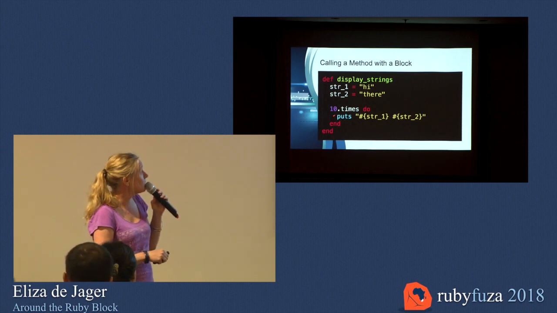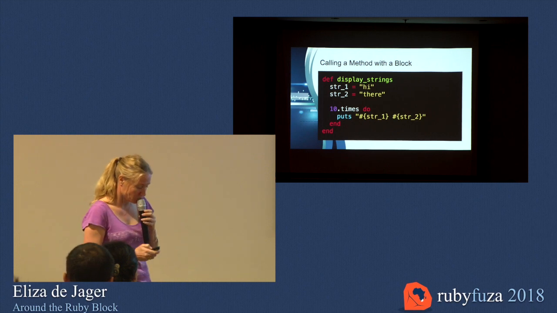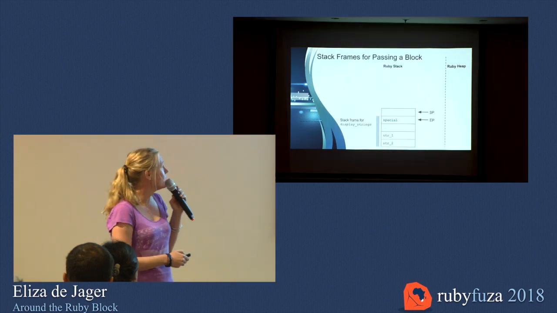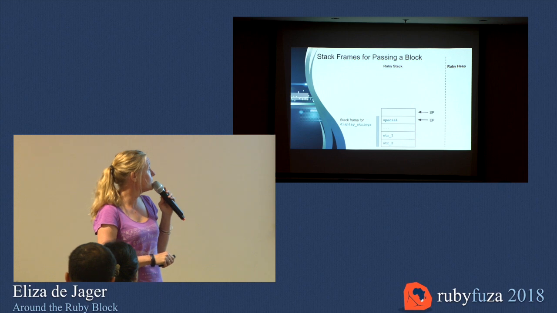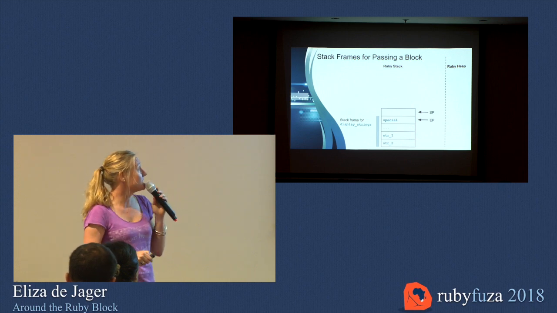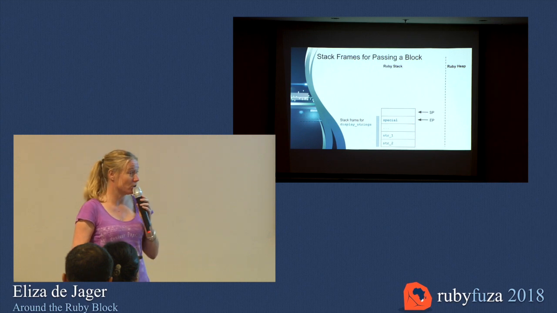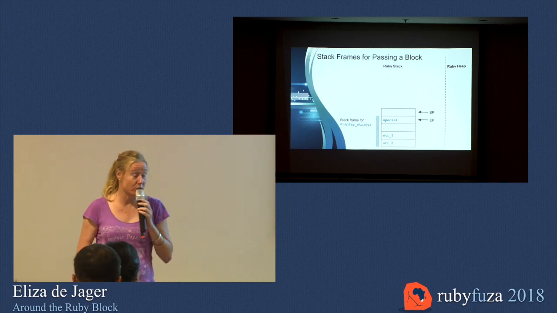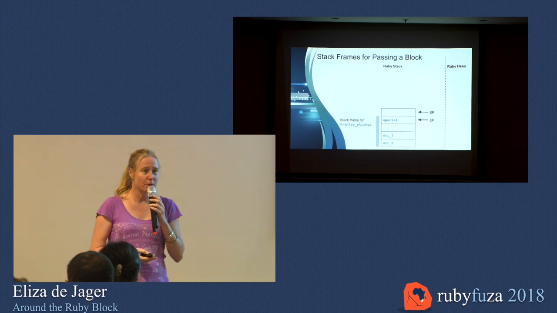So this is the method call we're going to be looking at. It takes this block, and you'll see it uses string 1 and string 2, which are the local variables defined inside the display strings method. So here is the stack for the display strings method call again. It's the same as it was before. Ruby's got the environment pointer pointing to the special slot, and now it's busy executing the display strings method. It hits the call to times.